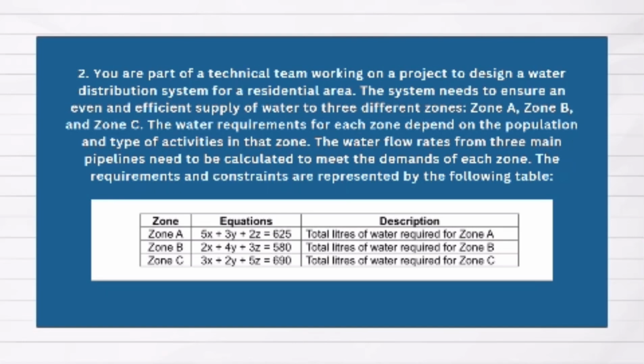Okay, for question 2, you are part of a technical team working on a project to design a water distribution system for a residential area, and the system needs to ensure an even and efficient supply of water to 3 different zones: Zone A, Zone B, and Zone C. The water requirements for each zone depend on the population and type of activities in that zone. The water flow rates from 3 main pipelines need to be calculated to meet the demands of each zone. The requirements and constraints are represented by the following table.